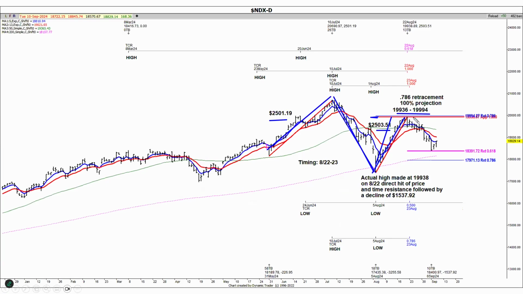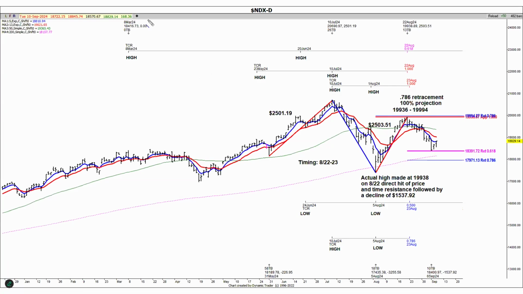And symmetry by itself is actually a setup. You don't need 3 levels to take a trade against that. But the actual high was made at, wait a second, no, sorry, 199.38, which was directly within this zone. And you can see that a healthy decline followed. But that was just the price aspect of it.